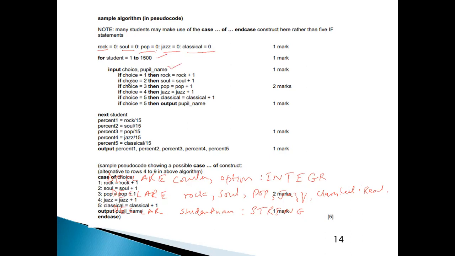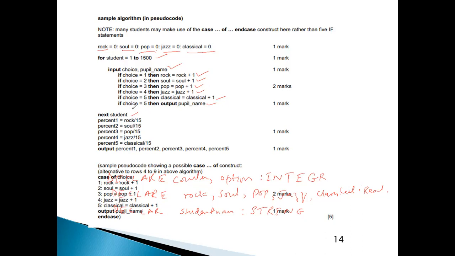I put that in my if option. If choice or option, you can write any one. If choice equals one, then rock plus one. These are all the same. At the end, you have to write if choice equals five, the second time, then output student name. I did read student name and print student name. That is right. And next counter or next student, if they are using a loop variable named student.